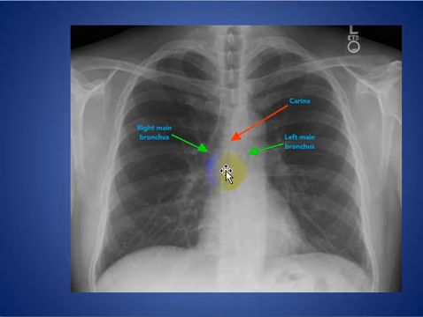Here we see the carina, and this is the left main bronchus, and this is the right main bronchus, and if there is a splaying of the subcarinal angle more than 120 degrees, it is left atrial enlargement.